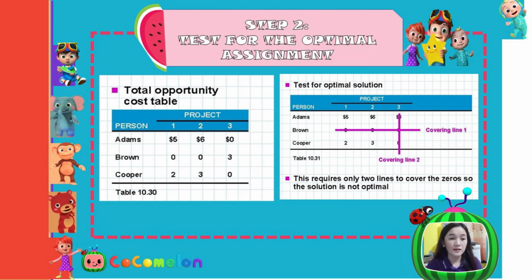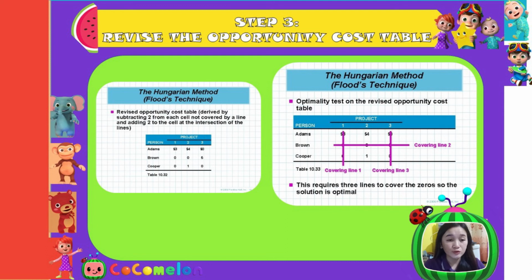since the rule says that if the number of lines is equal to the number of rows or columns, an optimal solution has been reached. Revise the opportunity cost table. We subtract the smallest number not covered by the line from all numbers not covered by a straight line. The same number is added to every number lying at the intersection of any 2 lines.